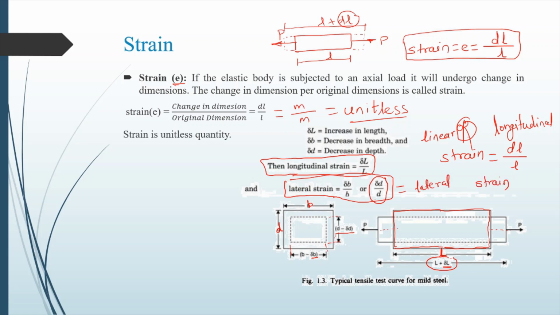One more term you are going to study is called Poisson's ratio. Poisson's ratio is denoted by the letter mu, and it will be equal to lateral strain divided by linear strain. For your information only, I am writing this over here. So Poisson's ratio is the ratio of lateral strain to linear strain. We'll be studying this concept of Poisson's ratio in coming lectures.